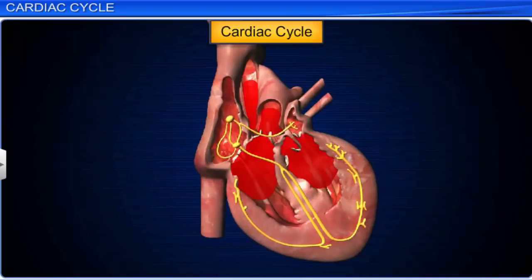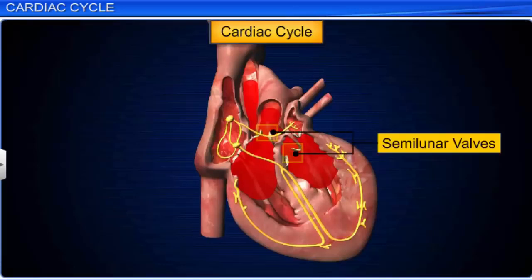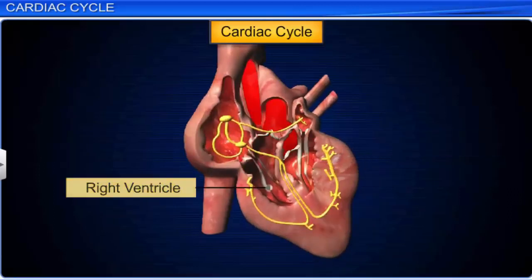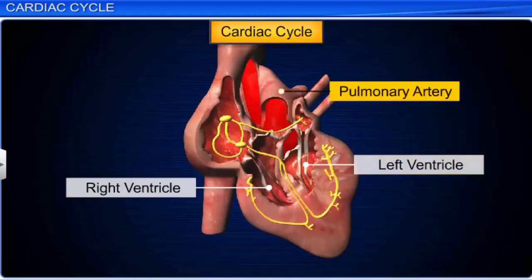This results in a ventricular contraction or systole as well as atrial relaxation or diastole. The ventricular systole also causes the opening of the semilunar valves of the pulmonary artery and aorta. This causes blood to pump from the right and left ventricles to the pulmonary artery and aorta respectively.